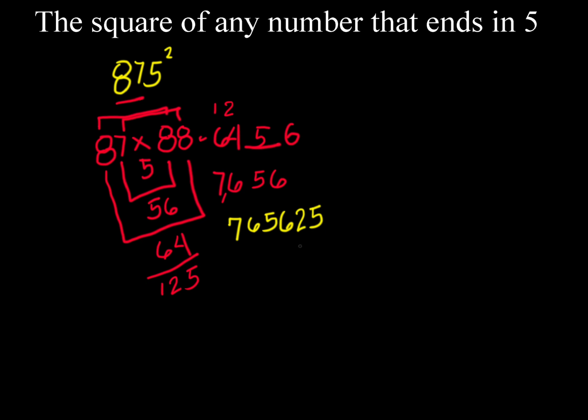So the process will always still be the same. So therefore, guys, if we want to find the square of 875, that will just give us an answer of 765,625. And that concludes our video for today.